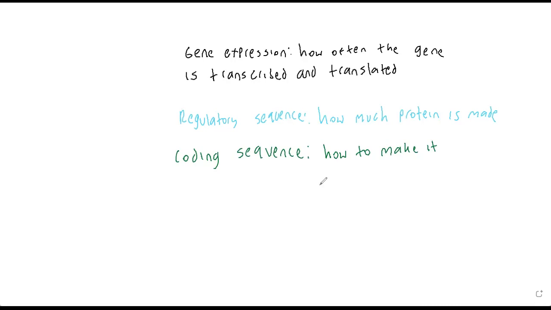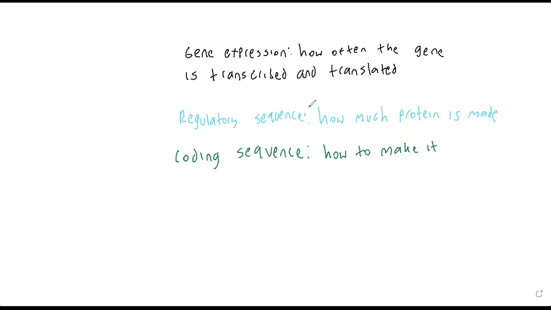What they'll do sometimes, if a gene is expressed very often, is create a hybrid gene where they take the regulatory sequence of one gene and add it to the coding sequence of another. So that can take a gene that isn't expressed very often and make it highly expressed, and vice versa.